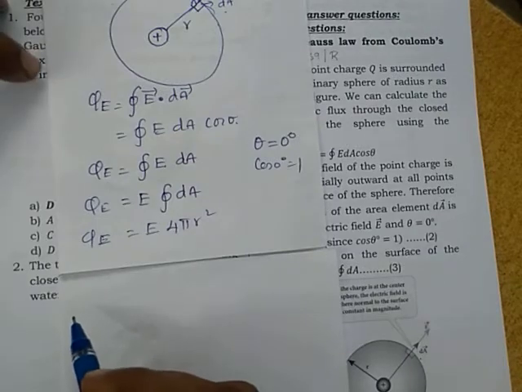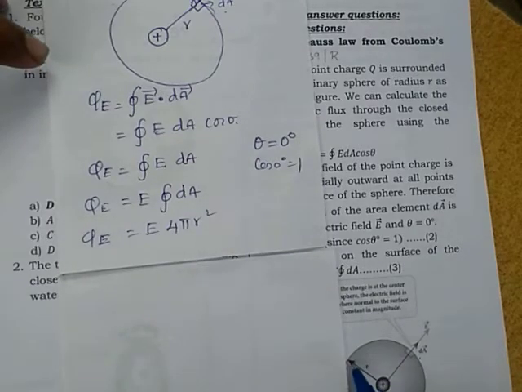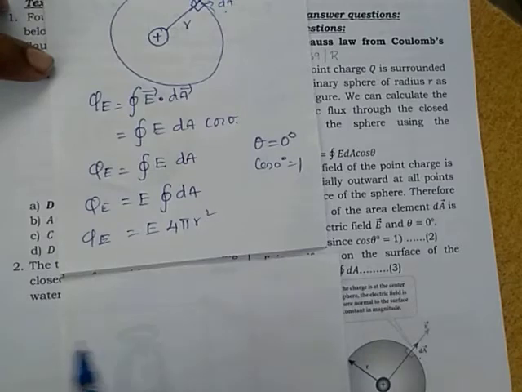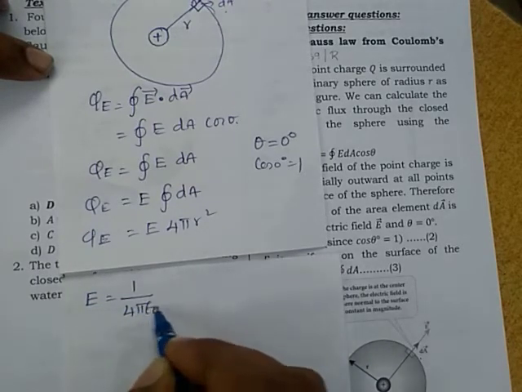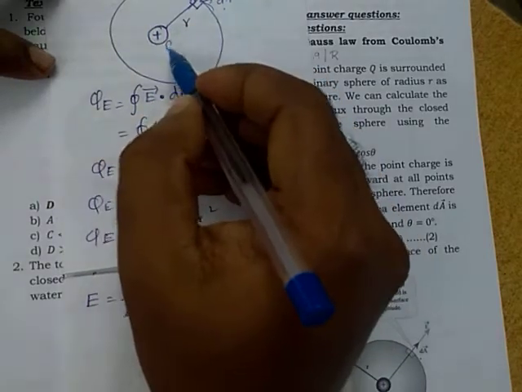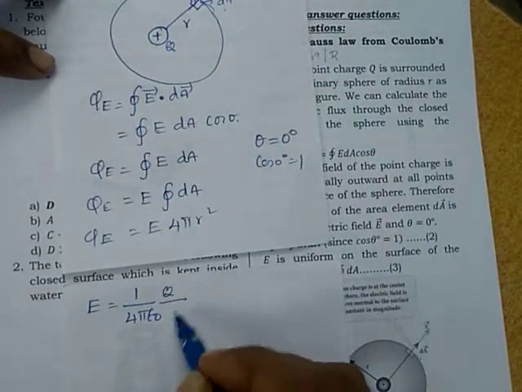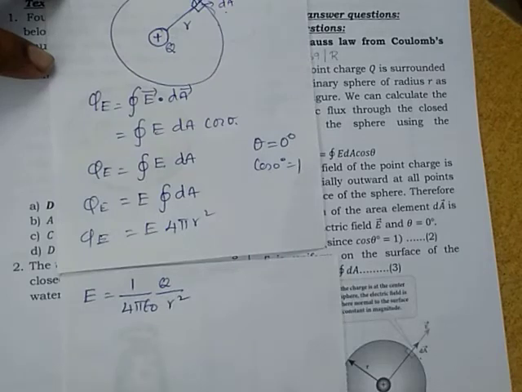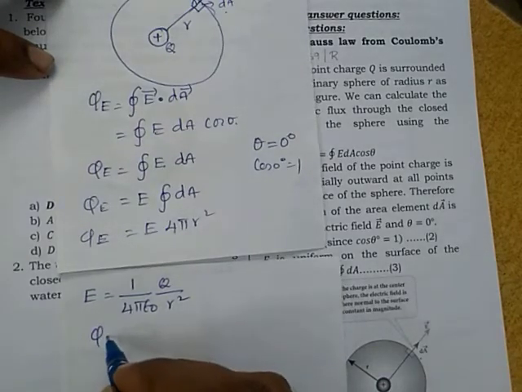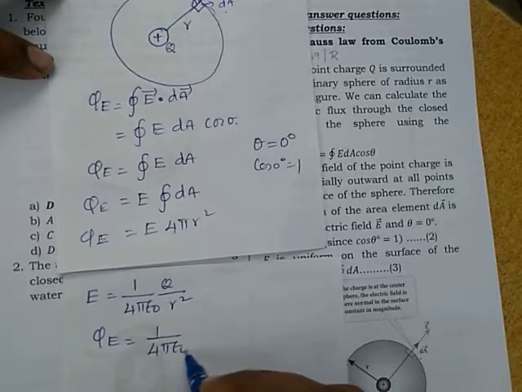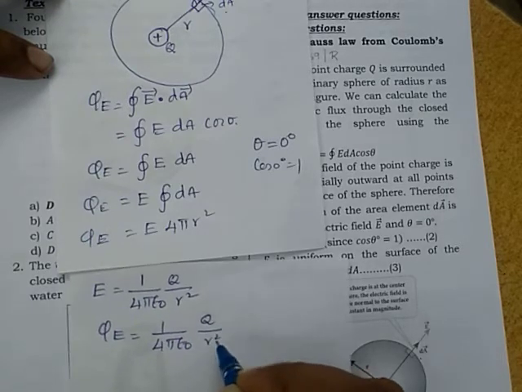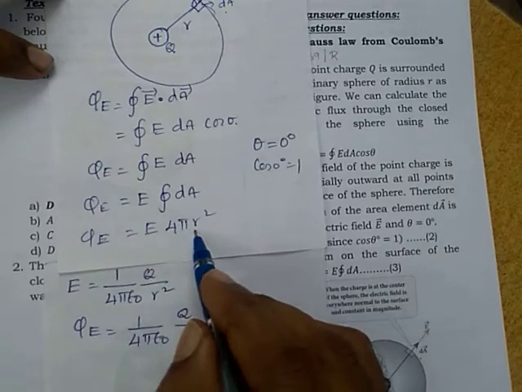We know the electric field due to the point charge at a distance r. That is E is equal to 1 by 4 pi epsilon naught, the value of the charge is q, then q by the distance r square. Substitute in the above expression, then phi E is equal to 1 by 4 pi epsilon naught q by r square into 4 pi r square.